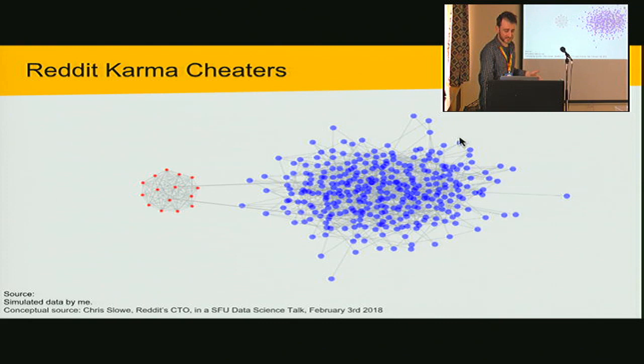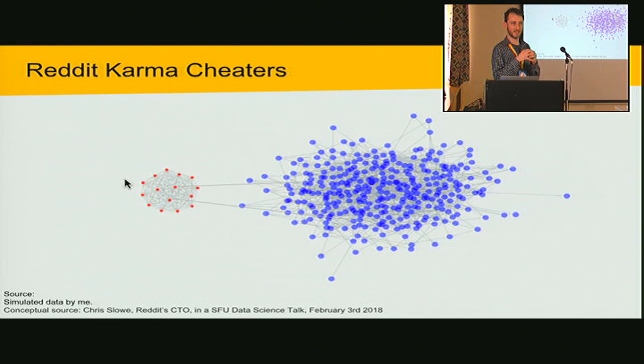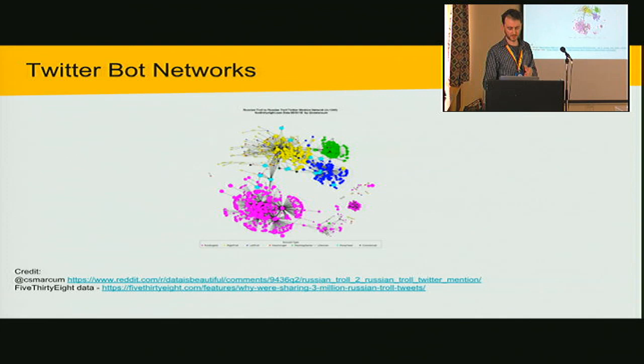Reddit karma cheaters. This was something I saw at a talk in San Francisco earlier this year by Reddit CTO Chris Lowe. This is data I generated. Basically, the way to catch cheaters is people that upvote one another and not the biggest group. So they are more tightly connected if they just upvote one another's posts to raise their karma. Likewise for Twitter bots and Eurovision.